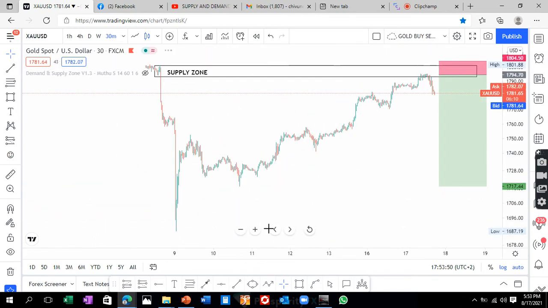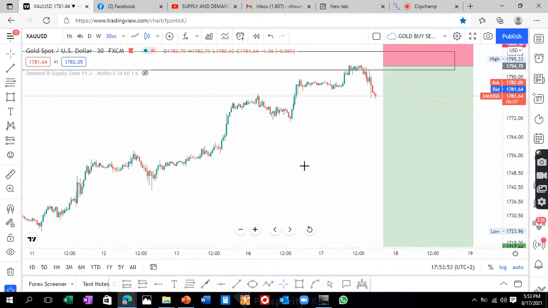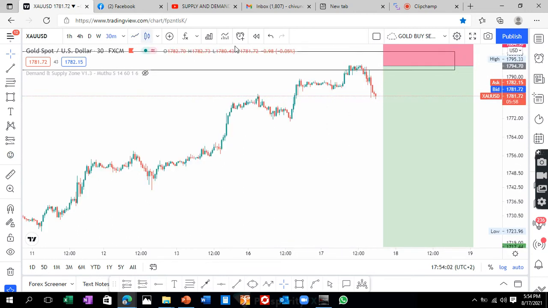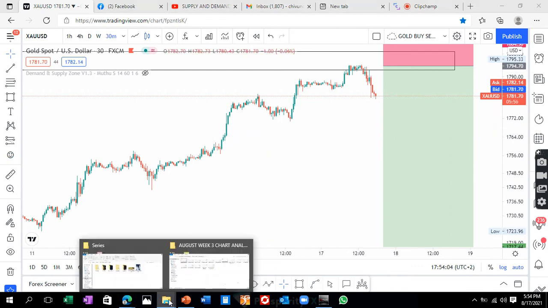As you can see, price is actually dropping from that level. It gave us a nice double top at that level, and it kept on dropping. So let me show you.